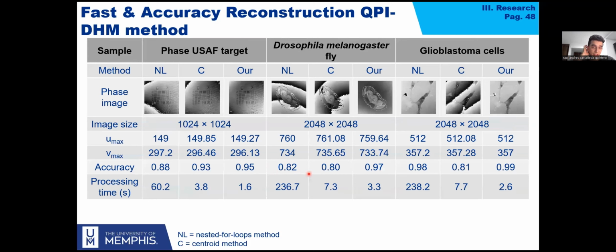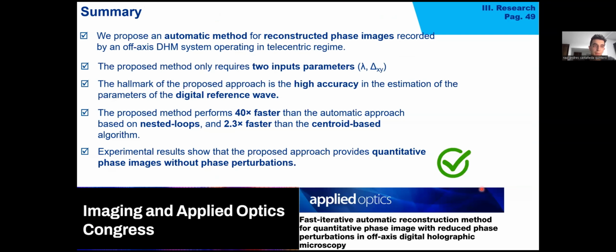And an important feature of our proposed method is the processing time. In nested loops, for instance, for this kind of images it is almost 1 minute. We just spent 1.6 seconds. And these numbers definitely say that the proposed method that we created is faster than at least nested loops. It's much faster than nested loops, and faster than the method based on the centroid algorithm.